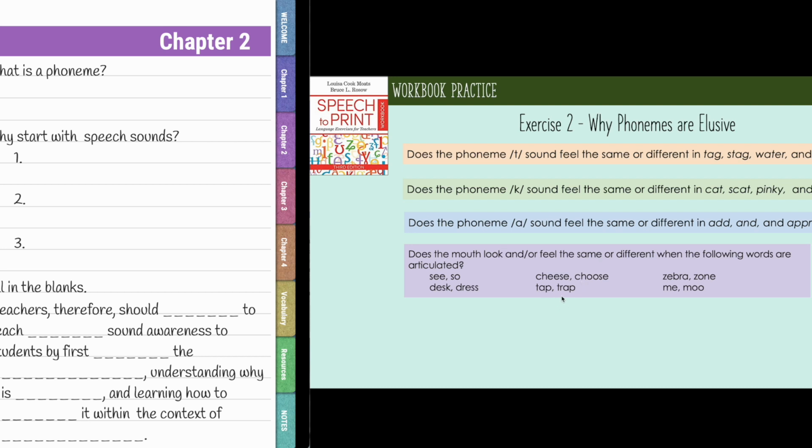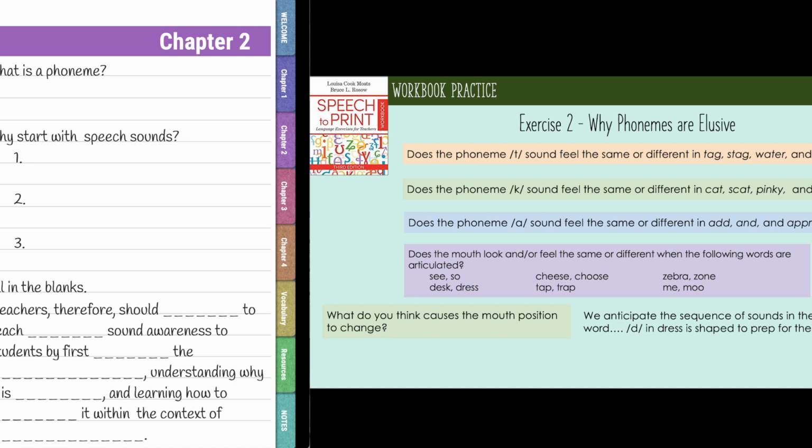Tap, trap. Is there a difference on the t? Zebra, zone. Is there a difference on the z or any of the other sounds? Me, moo. What about how the words end? Is there a difference there? So thinking about all of those words and how they're closely related as you're moving from sound to sound, what do you think causes the mouth position to change?